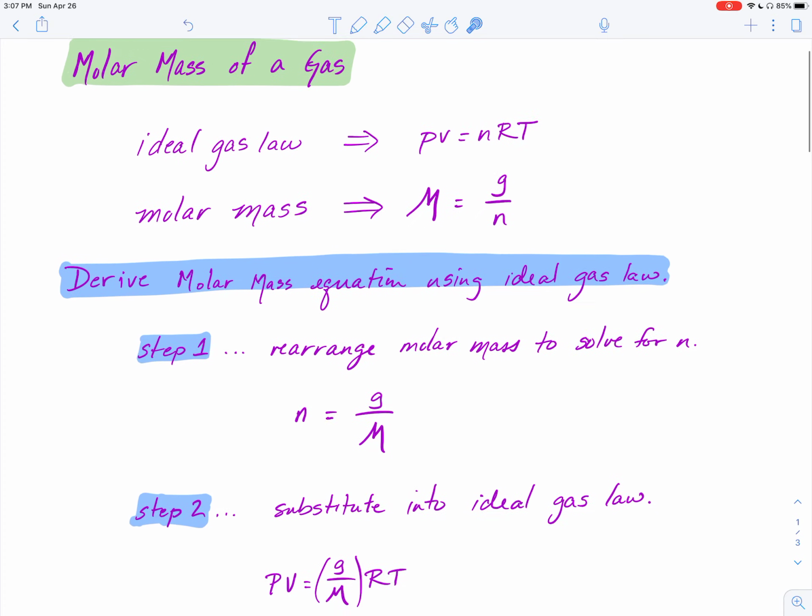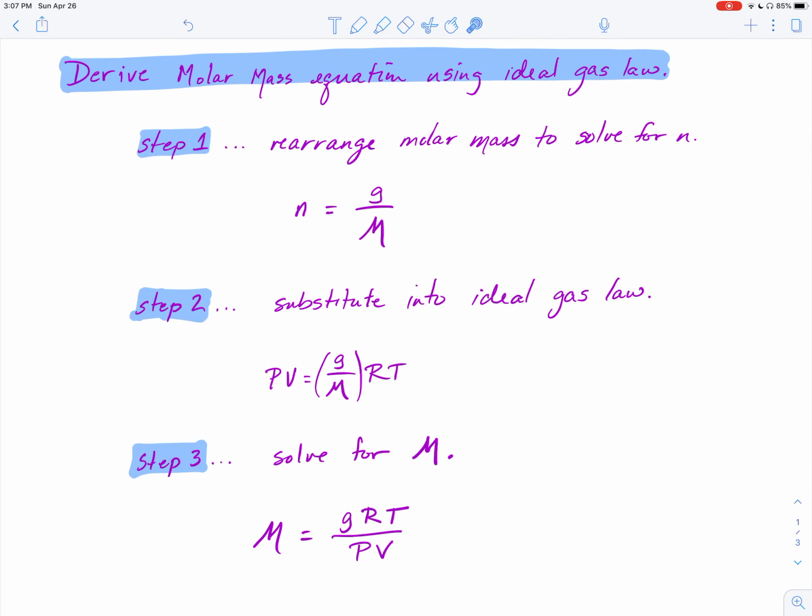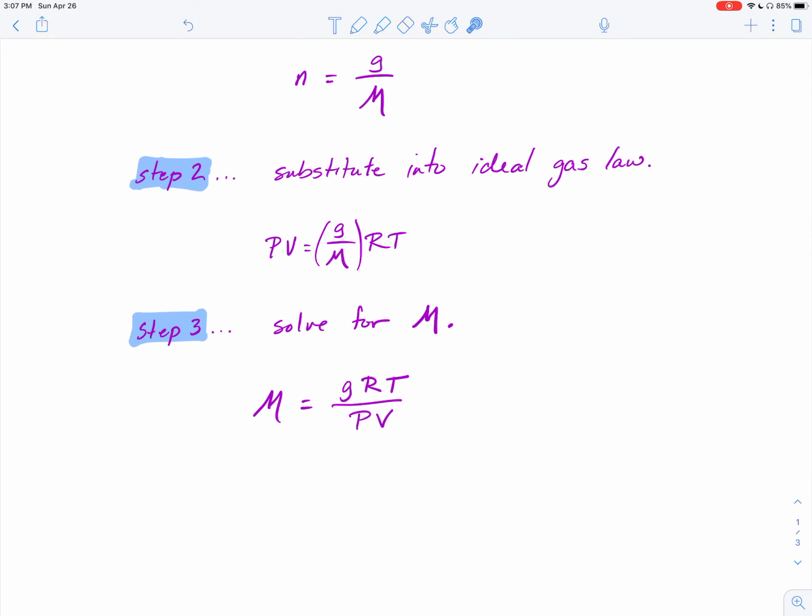So to derive an equation for molar mass of a gas, it's kind of a three-step process. The first thing we're going to do is rearrange the molar mass equation to solve for n. And so we'll have moles equals the mass divided by the molar mass. The second thing that we'll do is substitute this equivalence for n inside the ideal gas law. So PV equals nRT, but replace the n with grams over molar mass. And then the last step will be to solve for molar mass.